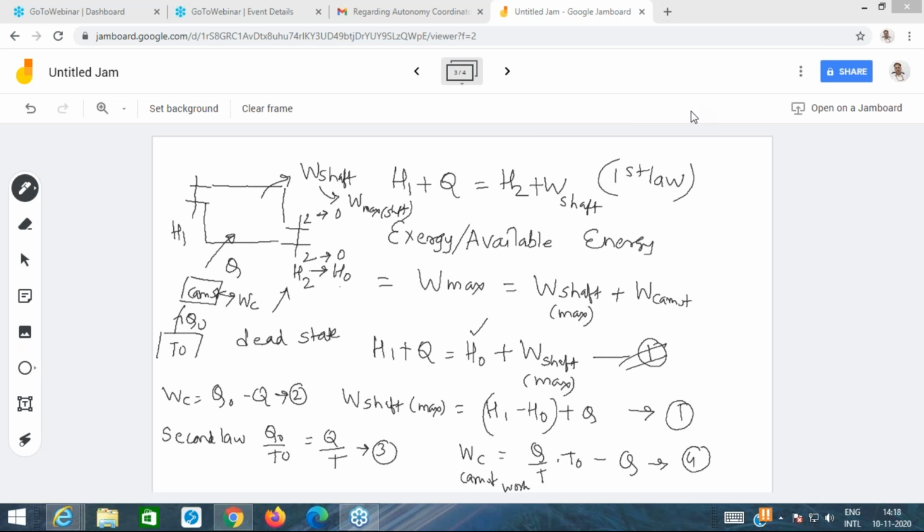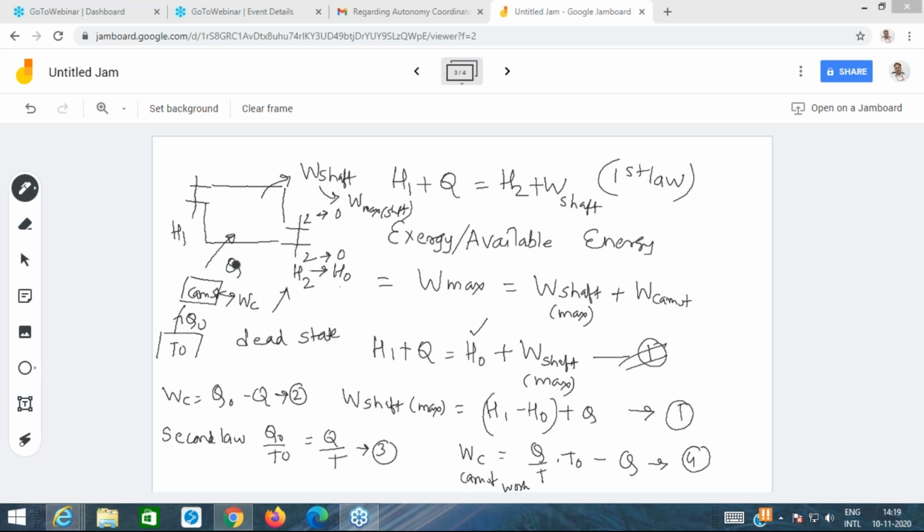Now, what is this equation 2? In equation 2, I want to find the work potential of this cube. So what I do is I run a Carnot engine between T naught and T, and that Carnot engine work is nothing but Q naught minus Q by energy balance, right?